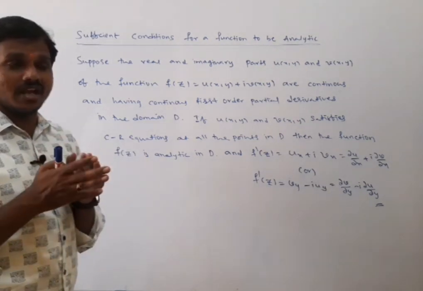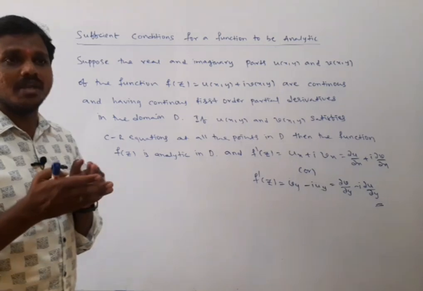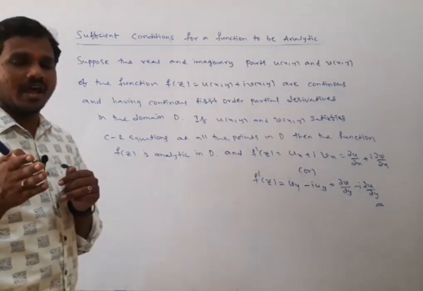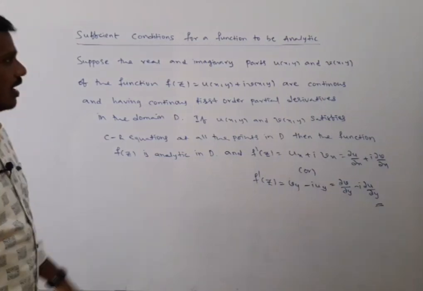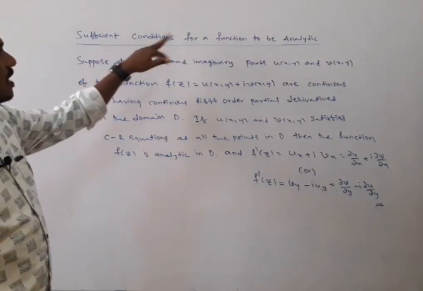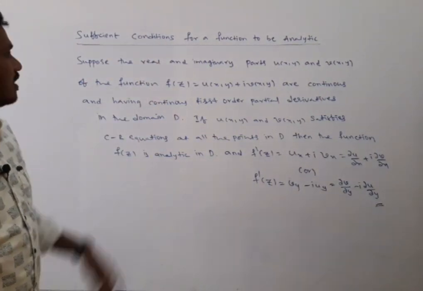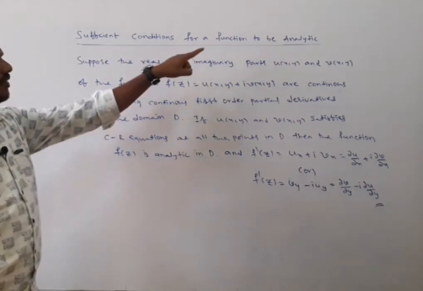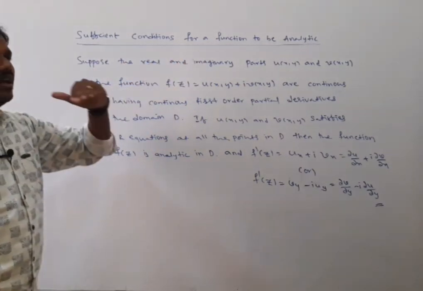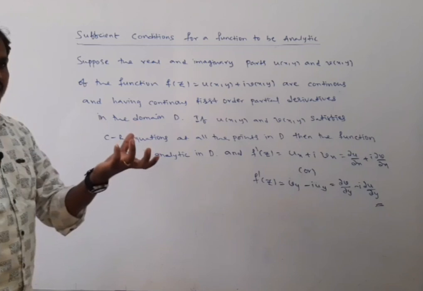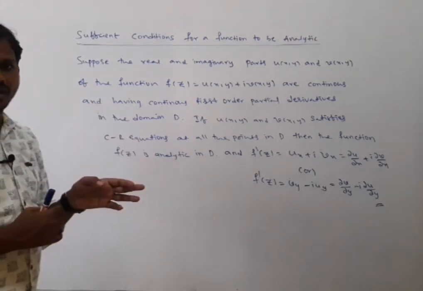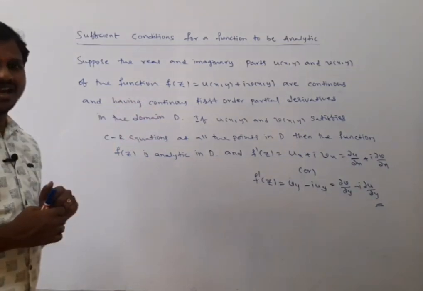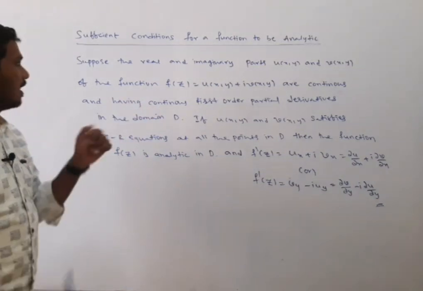If the function satisfies the conditions, the function may be analytic, may not be analytic. In the last class I gave an example for that. Now it's time for discussing the sufficient conditions for a function to be analytic. If you take any function f of z, what conditions are we going to verify to show the function is analytic in a certain domain?